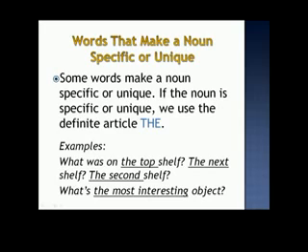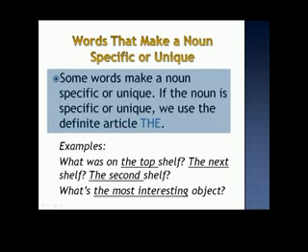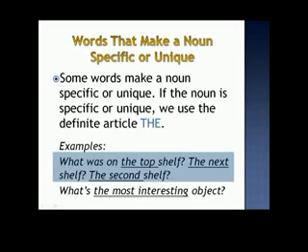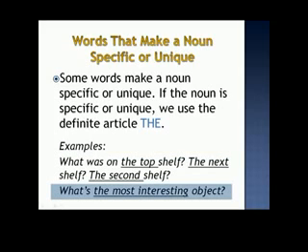I'd like to explain one more guideline. Some words make a noun specific or unique, meaning one of a kind. There's nothing else like it. If the noun is specific or unique, we use the definite article the. For example, what was on the top shelf? The next shelf, the second shelf. Words like top, next, and second make a noun specific. What's the most interesting object? A superlative adjective like the most interesting makes a noun unique.